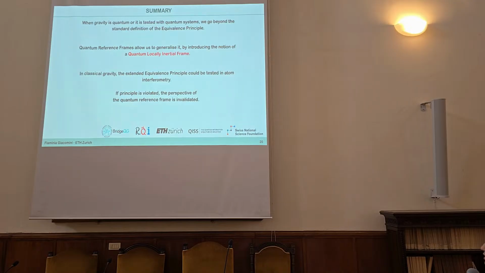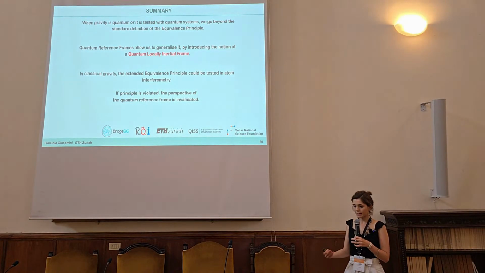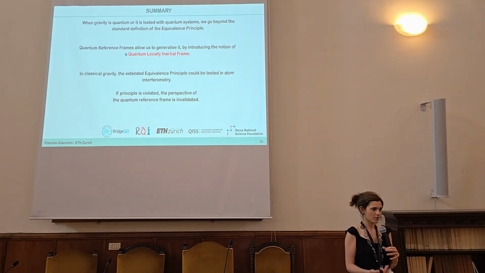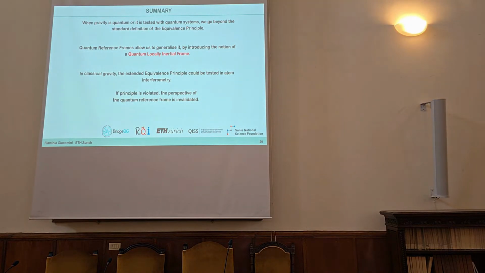Okay, so this is everything I wanted to tell you. The summary of my talk is that when gravity is quantum, or is tested with quantum systems, we go beyond the usual definition of the equivalence principle. And in these situations we can use quantum reference frames to extend the definition of the Einstein equivalence principle to the quantum regime. The core of this extension is the introduction of the notion of a quantum local inertial frame. And in classical gravity, the extended equivalence principle could be tested in atom interferometry, and I showed you an example of part of what this test would imply, that is, a generalized test of the universality of gravitational redshift.